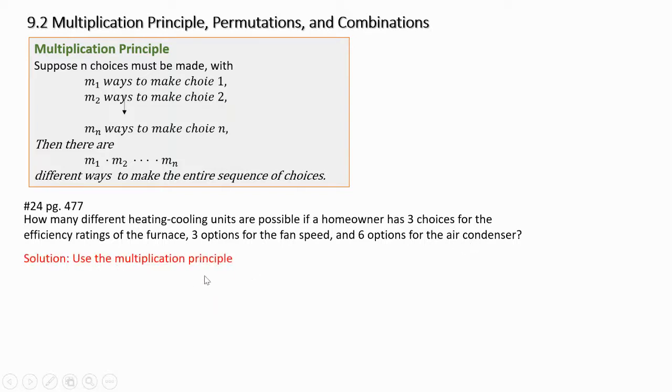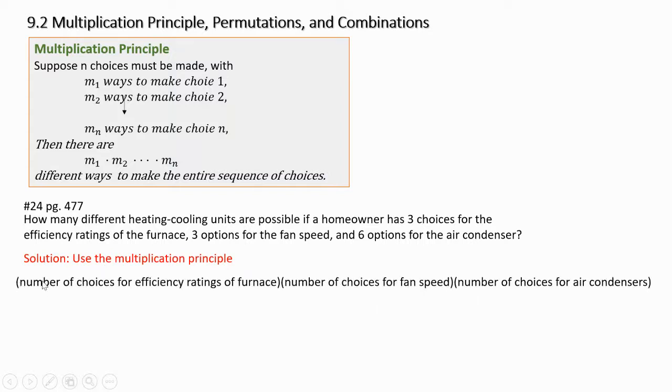So here we go. Solution, use the multiplication principle. You see these are the number of choices for efficiency ratings of furnace, right? Which is the first one, which is going to be 3. The number of choices for the fan speed, which is going to be also 3. And the number of choices for the air condensers, which will be 6, right? So this will be 3, that'll be 3, and that'll be 6. So by using the multiplication principle, it's going to be 3 times 3 times 6. The answer is 54. So 54 different ways that this can be arranged. Okay.